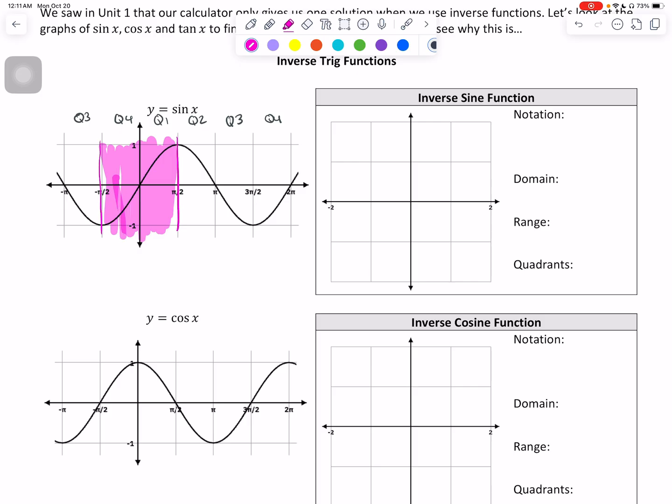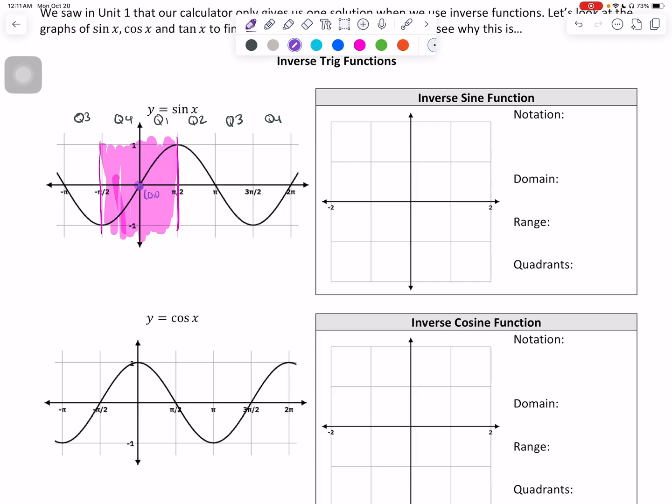For our inverse, when you type sine in your calculator and you enter a positive or a negative, sine is positive and negative in both of those quadrants. And those are the two quadrants that the calculator will give you. It won't give you an angle in quadrant 2 or 3. Okay? So I'm going to write these points here.